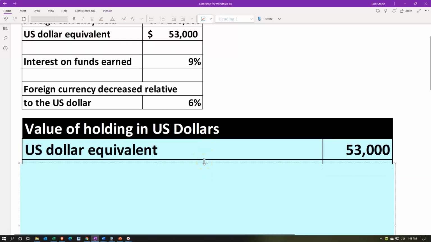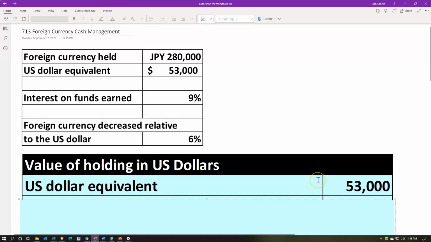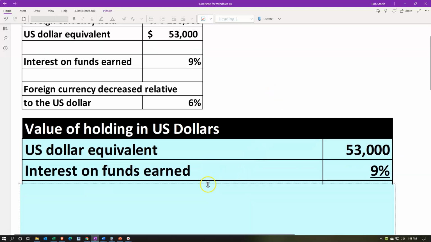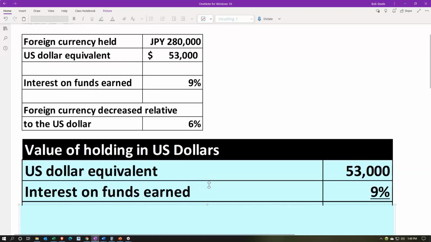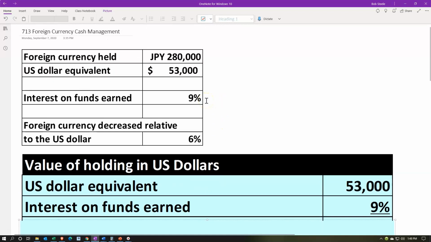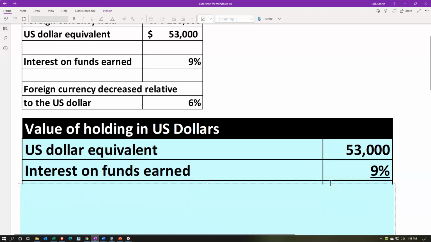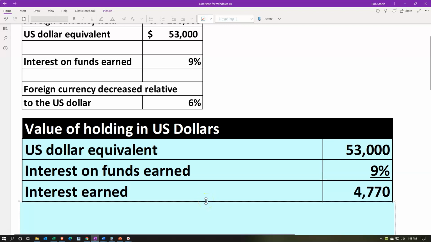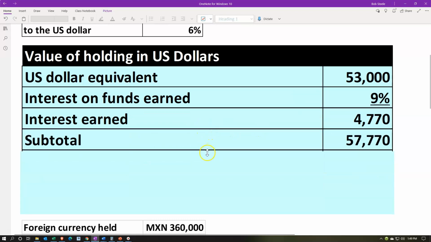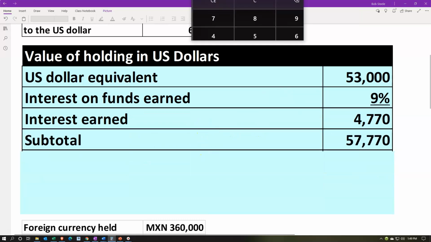We're going to have the US dollar equivalent starting at the 53,000. So notice we're going to put on our books $53,000 worth of yen that we had. We're going to say that there's a 9% return on it. So we've got interest of 9%. The 9% interest would be paid in yen, but it's a 9% increase. So if I know the dollar equivalent, and I say that there's a 9% increase, then we could say the 53,000 times the 9%. So 53,000 times 0.09 gives us 4,770. And if we add that to the 53,000, we get the 57,770.